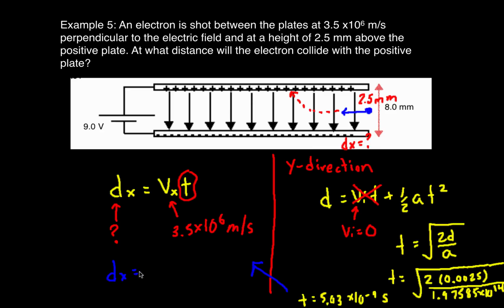dx equals vx times t, which is 3.5 times 10 to the 6, the original velocity in the x direction, times the time we just found, 5.03 times 10 to the negative 9. This tells us the distance along the plate that the electron collides is equal to 0.0176 meters, or 17.6 millimeters.